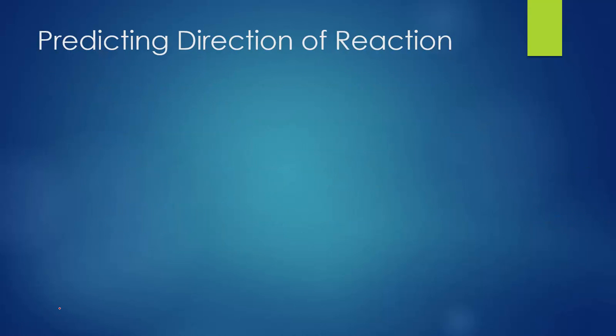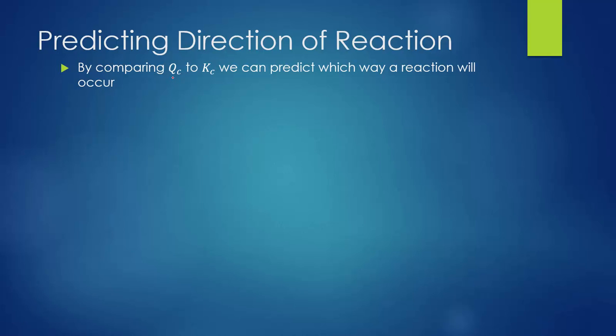Now we can actually look at the current quotient and determine which way the reaction is going to proceed, or we can say these are the concentrations of things I'm going to put in there, which reaction am I going to get? So we compare Qc to Kc to figure out what's going on. So let's take a look at that. If Qc is less than Kc, the reaction proceeds to the right.